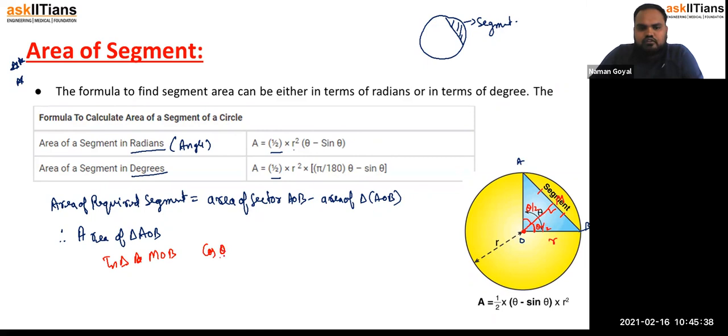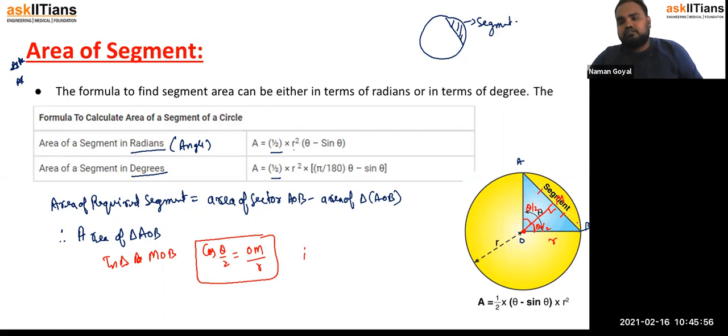So if I use cos theta by 2, it will give base upon hypotenuse, where base is OM and hypotenuse is OB, which is R. So with the help of this one we can find the value of the height. Similarly, if we use sine theta by 2, then we can find the value of this MB. And once we get MB, then we get AB also. And if we get AB and OM, where AB is the base and OM is the height, then the area of that triangle is 1 upon 2 into OM into AB. So we can use that formula, right?